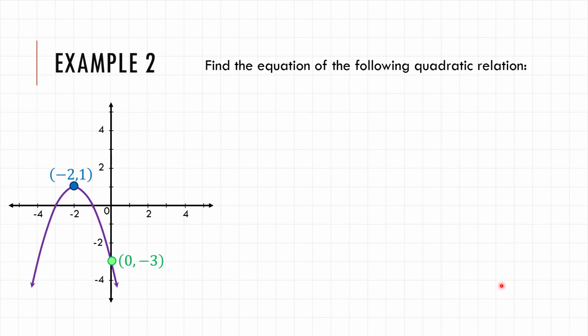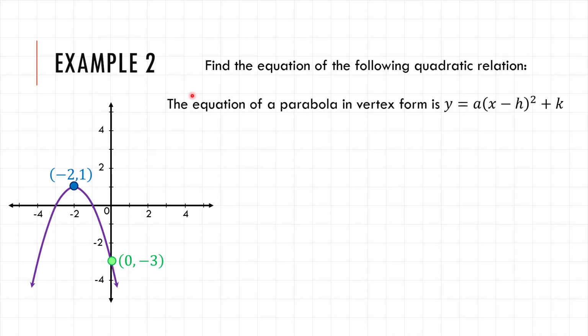In this example, we're going to find the equation of this quadratic relation. In this case, we only have 2 points, the vertex and the y-intercept. Of course, this is not the only parabola that these 2 points could create; one could go down this way. In any case, let's say this is the vertex, this is the y-intercept, and that's all the information we need to come up with its equation. The equation of a parabola in vertex form, of course, is this right here.